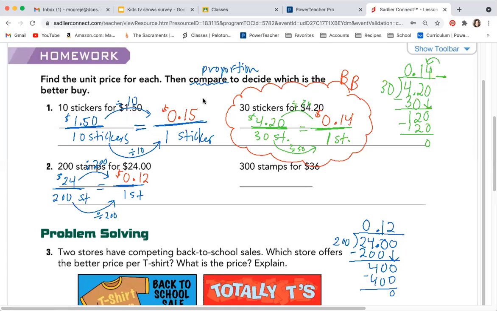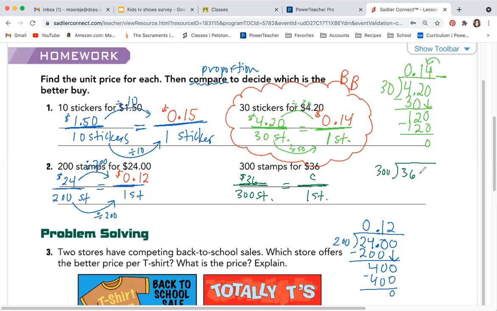Okay, I'm going to go after the second one now. $36 for 300 stamps. Let's see what it compares to the price of 1 stamp. Okay. I have to fill in the C spot by dividing 36 by 300 parts. Whew. I can't do it. So what do we do, Shane? I can't put 300 into 36. So what do I have to do?